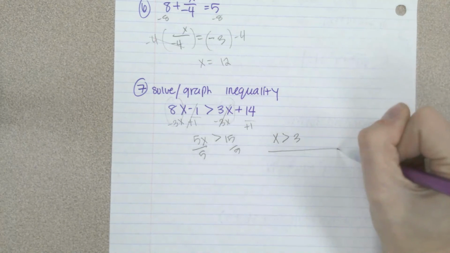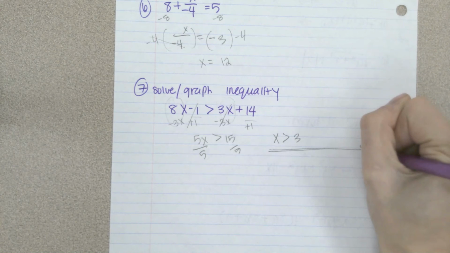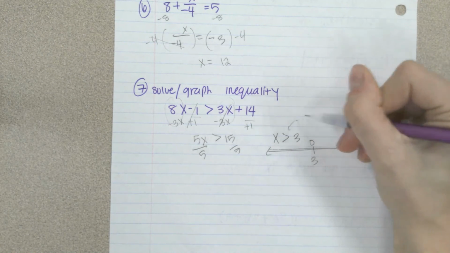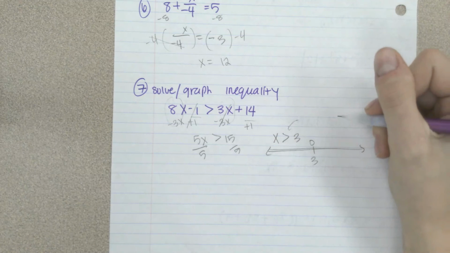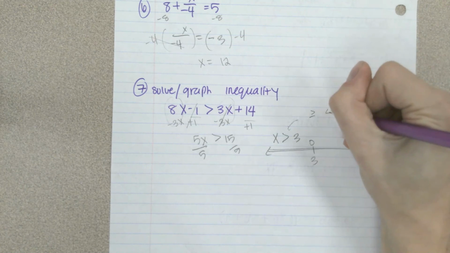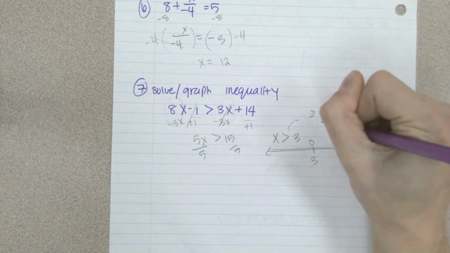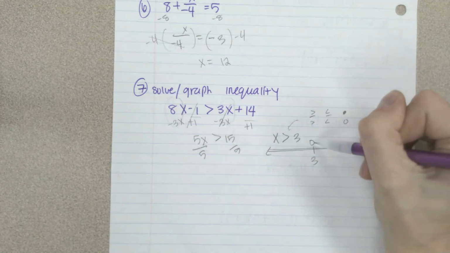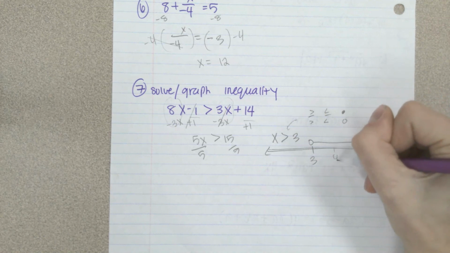So then we're just going to draw a graph. Plot 3, an open circle, because it's greater than, not greater than or equal to. So if we have greater than or equal to, less than or equal to, we get a closed circle. If we have these, we get an open circle. And it's greater than, so we're going in the positive direction.